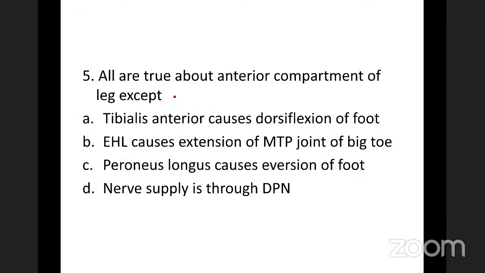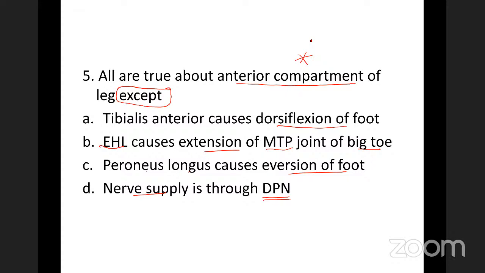All are true about the anterior compartment of the leg except: tibialis anterior causes dorsiflexion of the foot; extensor hallucis causes extension of the metatarsophalangeal joint of the big toe; peroneus longus causes eversion of foot; nerve supply of the anterior compartment is by the deep peroneal nerve. What is your answer, students? All are true about the anterior compartment of the leg except. So what they are asking is about the anterior compartment.